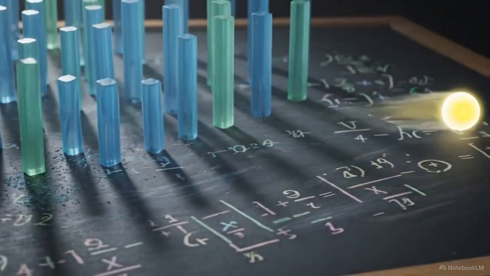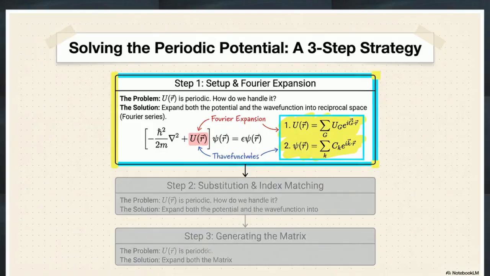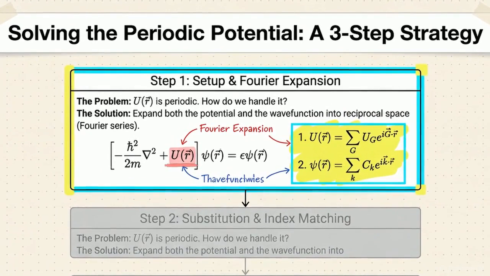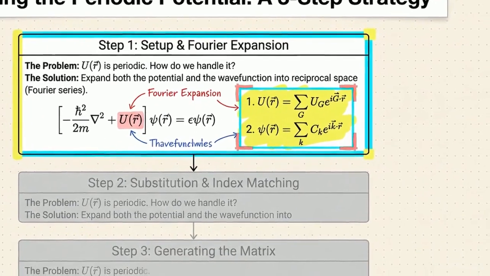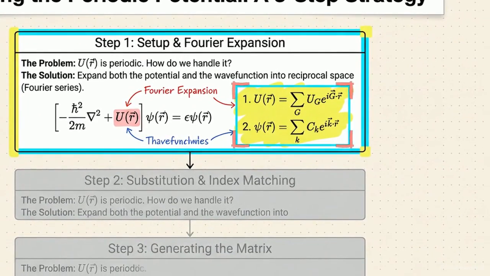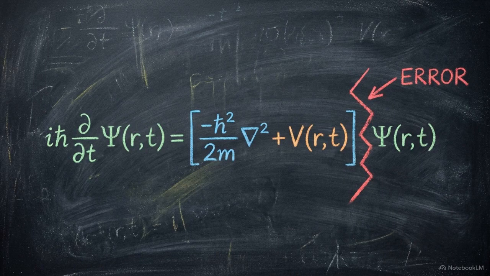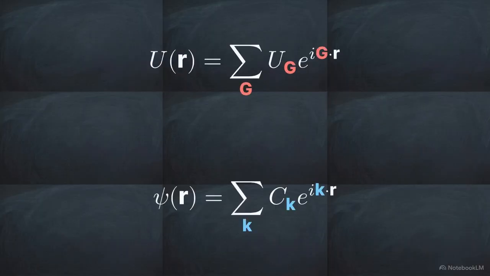This slide shows the rigorous math required to calculate these energy states. Analyzing a periodic potential in real space is nearly impossible, so physicists use a Fourier expansion. We translate both the physical lattice potential and the electron's wave function into reciprocal space. But when we plug those expanded series into the Schrödinger equation, a structural problem appears. The infinite sum representing the atomic lattice and the infinite sum representing the wave have different summation indices.